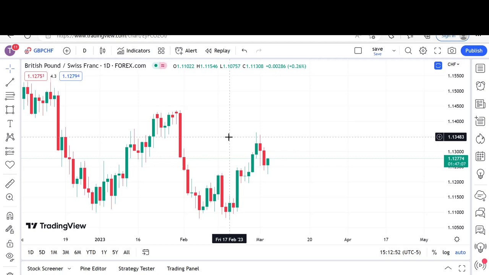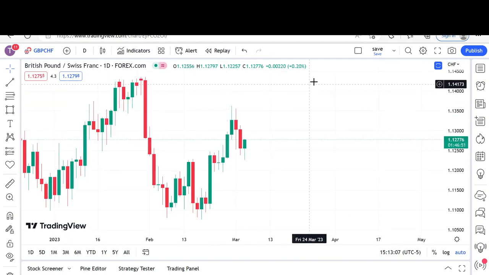So first things first, we need to start on the larger time frame. We're on a daily chart here, GBP CHF. The date is 3/3/2023. So we have a daily chart, right? It's important that we are trading with the higher time frame market structure.